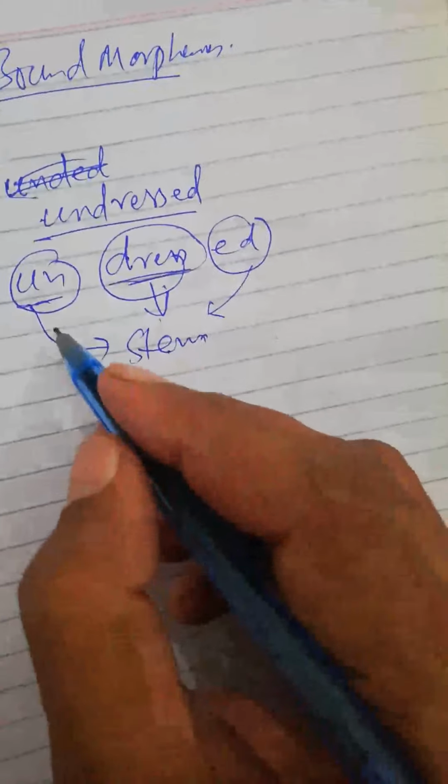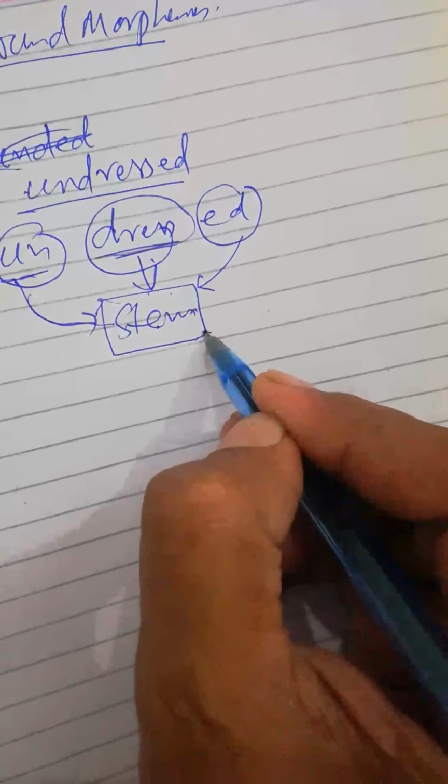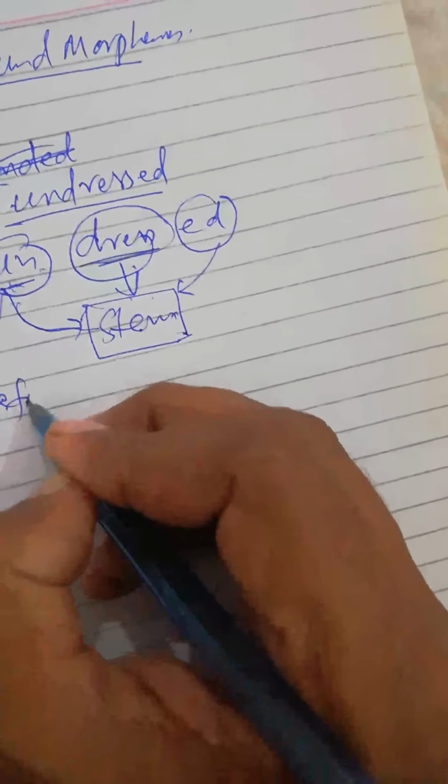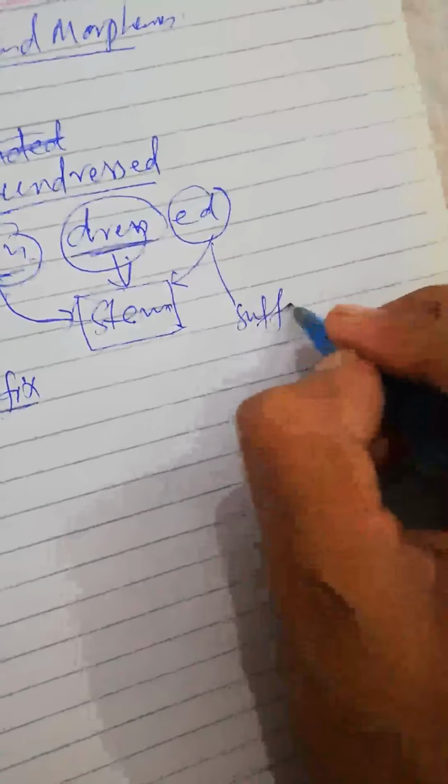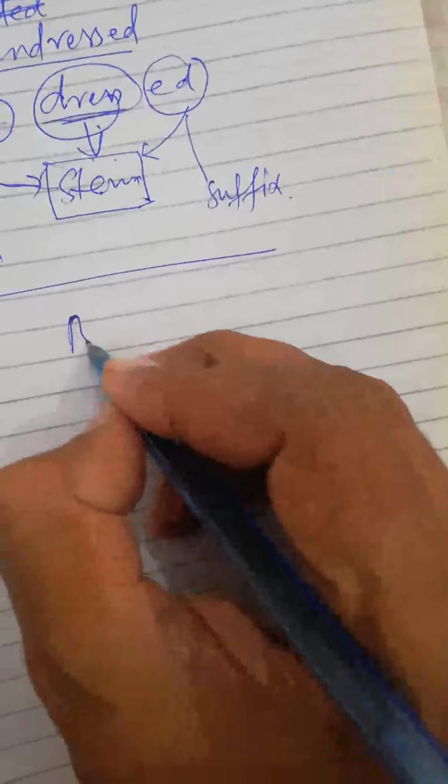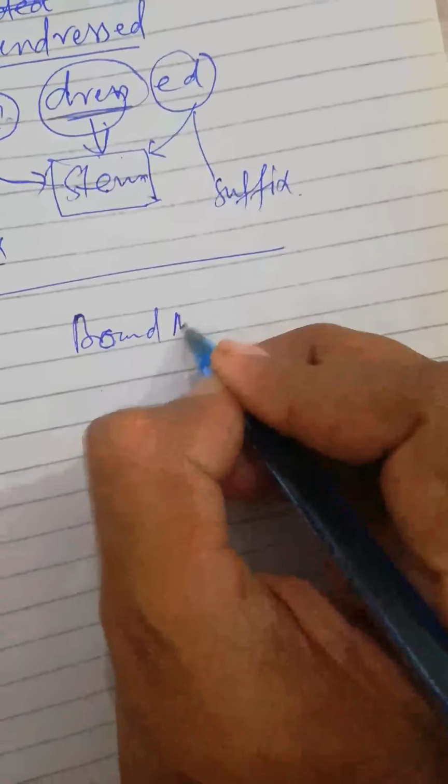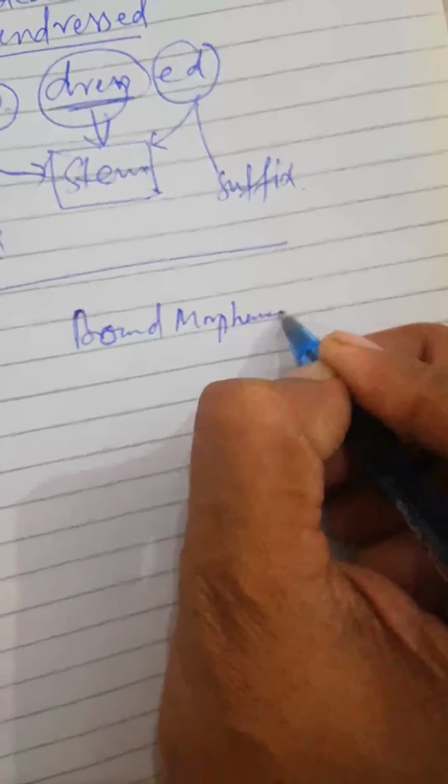It means bound morphemes can be attached to a stem, and it can be attached before. In this case it will be a prefix. A bound morpheme can be a prefix and it can be a suffix. In the next video lecture I'll talk about these bound morphemes, but broadly speaking, bound morphemes are usually divided into two categories.